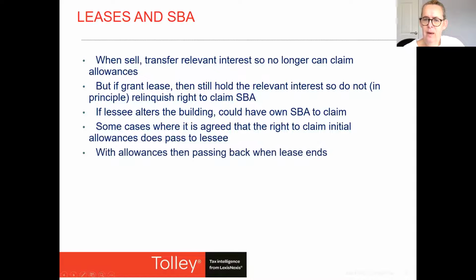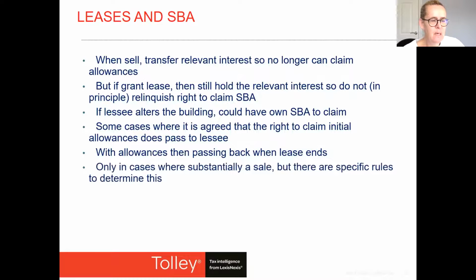What would then happen is that effectively the allowances would pass back when the lease ends. So the lessee then effectively gets the expenditure, gets the writing down allowance for the length of the lease, but then the entitlement passes back at the end of the lease. This only applies where there is substantially a sale. But effectively, the legislation tells us what that means.